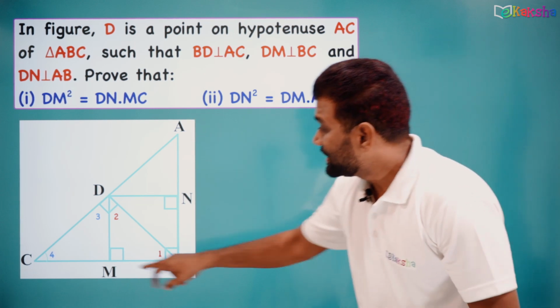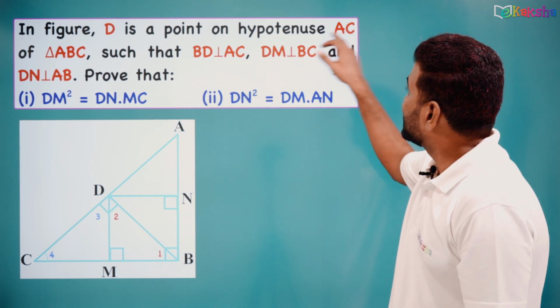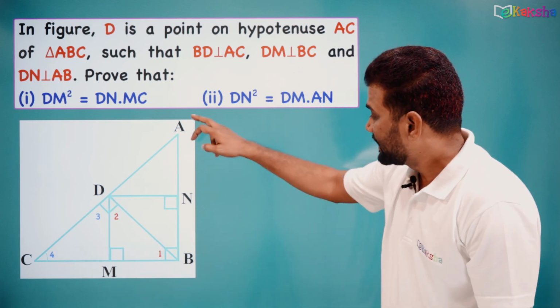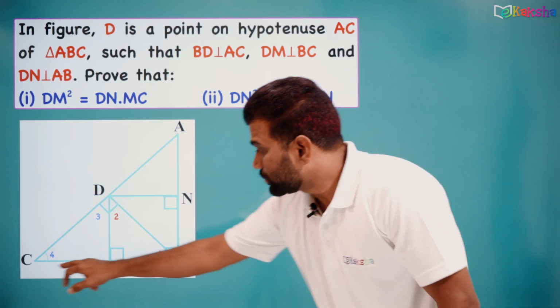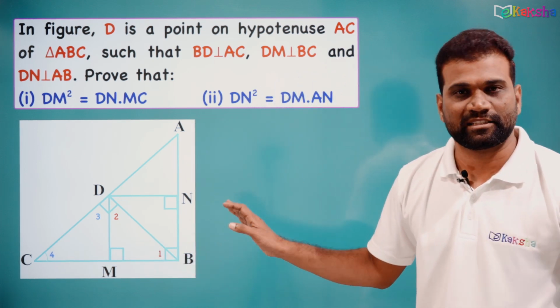Clearly here ABC is a right angle triangle. It is mentioned that AC is the hypotenuse. So ABC is a right angle triangle, and we can say AB is perpendicular to BC, and BC is perpendicular to AB as well. This we also know.